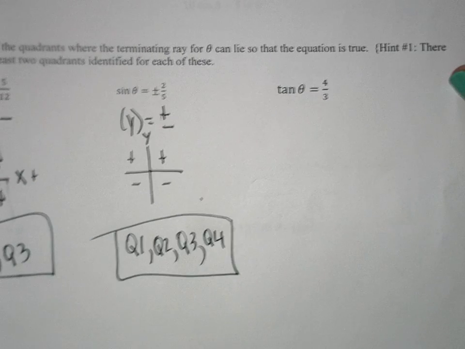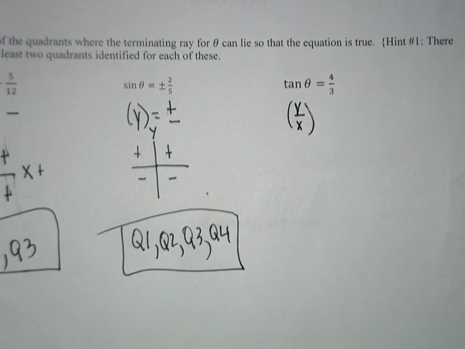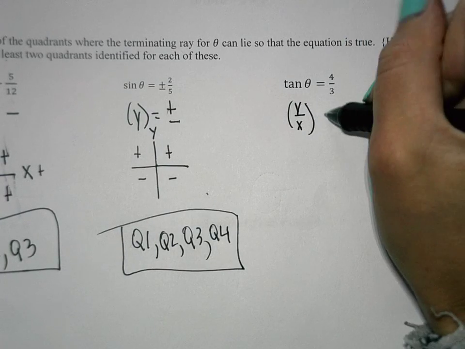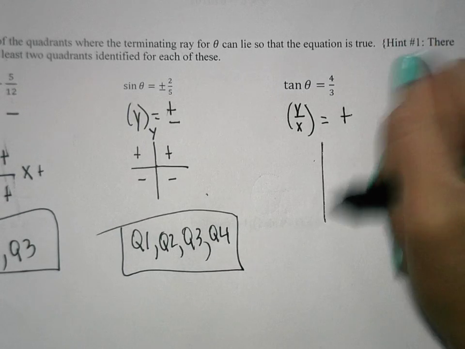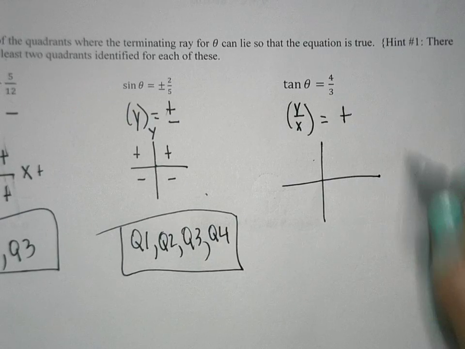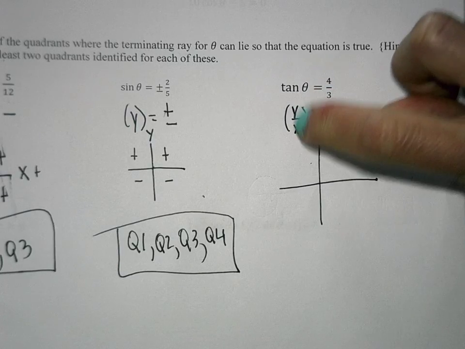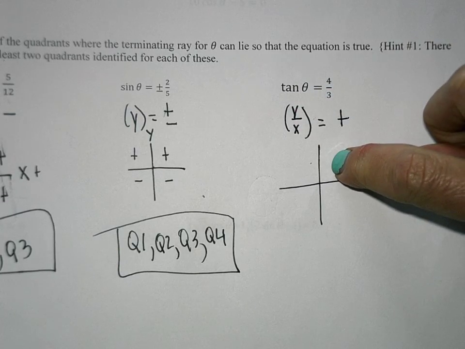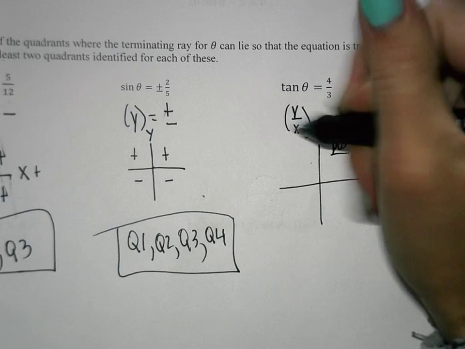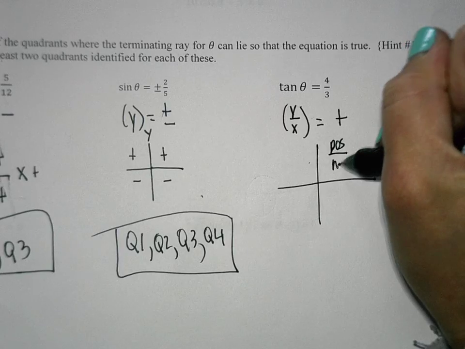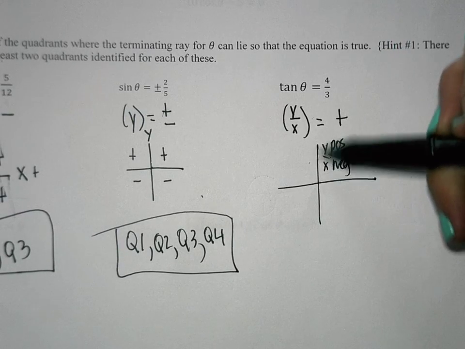Tangent. Tangent's a little bit more tricky because tangent is the value of y over x. So here they're asking, when is y over x going to equal a positive value? I'm going to kind of write this one out a little bit different just to hopefully make sense here. We're going to start with the y values since it's y over x. So in this quadrant, y is positive and x is negative. Maybe we want to put y and x because on the y-axis it's positive going up.